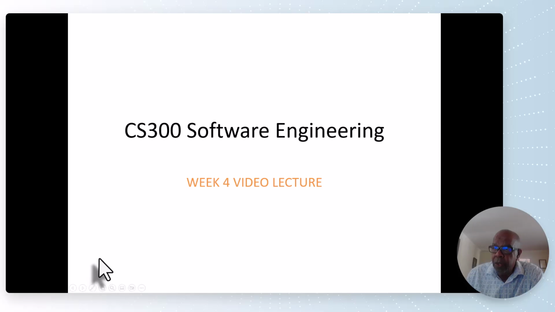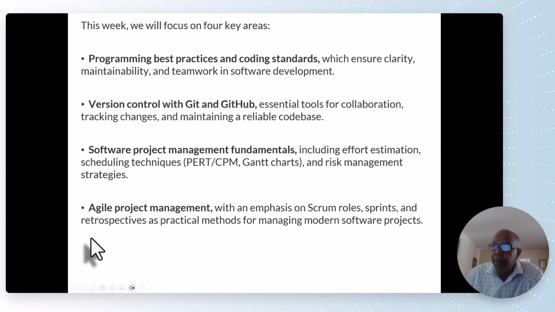Okay, so quick review on what this particular week is going to encompass. This week we're going to focus on 4 key areas: programming best practices, version control with Git and GitHub, software project management fundamentals, and then kind of a high-level overview of Agile. Later on, we'll be doing a deep dive. This is kind of to introduce you. We've had some aspects of Agile that we've already talked about. This one hopefully can put it together a little more.